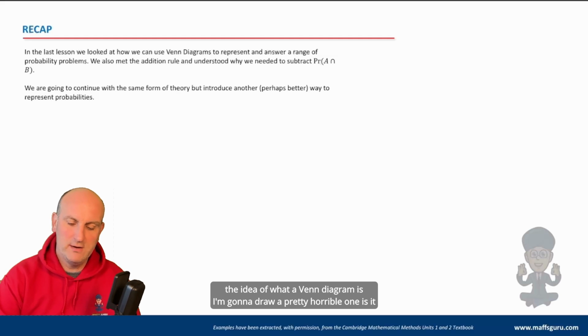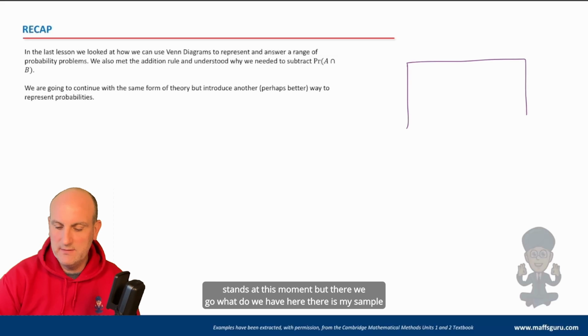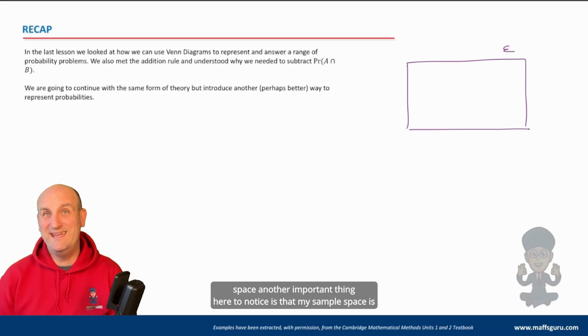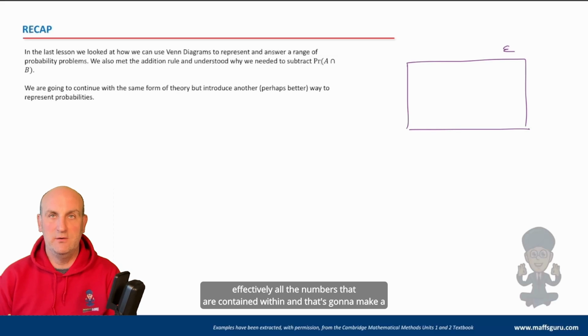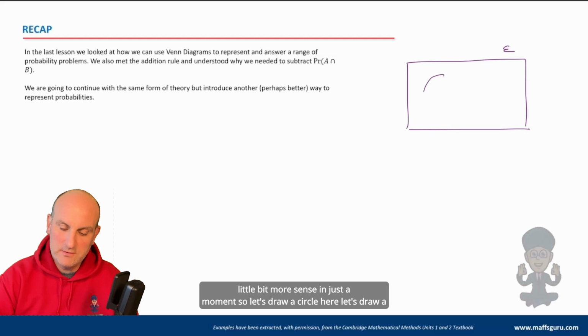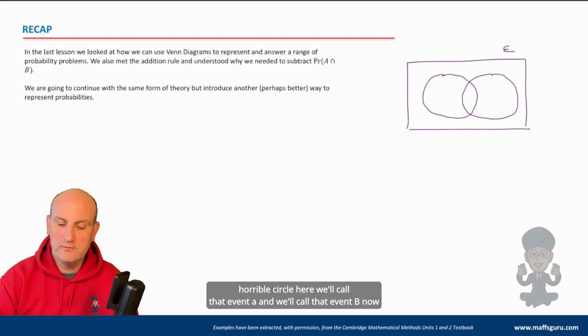And I'm going to draw a pretty horrible one as it stands at this moment, but there we go. What do we have here? There is my sample space. Now, the important thing to notice is that my sample space is effectively all the numbers contained within. That's going to make a little bit more sense in just a moment. So let's draw a circle here. We'll call that event A, and we'll call that event B.